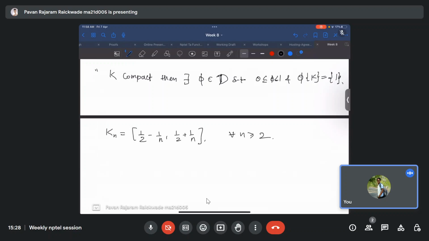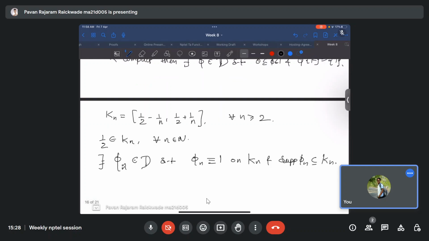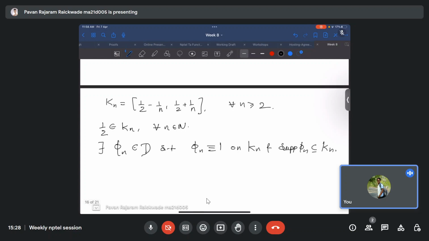What we have is the point half always belongs to Kn for all n in the natural numbers. This is what we need. Now for each Kn, because it's a compact set, there exist some phi n's belonging to D such that phi n is constant 1 on Kn, and the support of phi n is also contained in Kn. After Kn, the whole thing is 0.